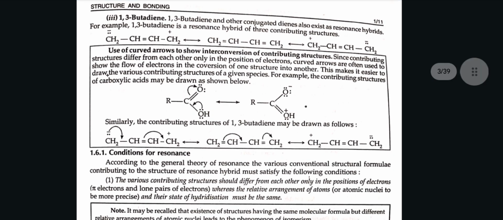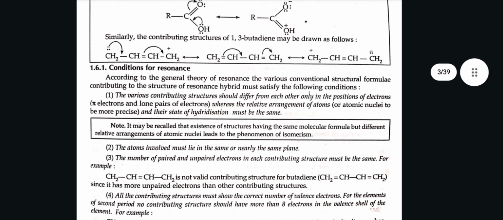Use of curved arrows to show interconversion of contributing structures. Since contributing structures differ from each other only in the position of electrons, curved arrows are often used to show the flow of electrons in conversion of one structure into another. This makes it easier to draw the various contributing structures of a given species. For example, the contributing structures of carboxylic acid may be drawn as shown below. Similarly, the contributing structures of 1,3-butadiene may be shown as below.